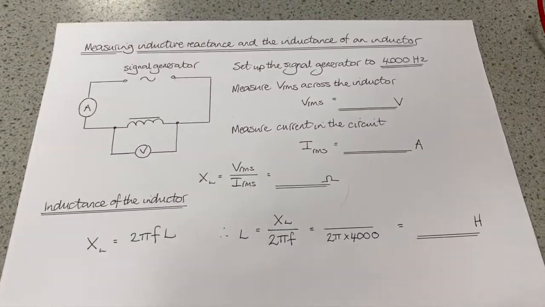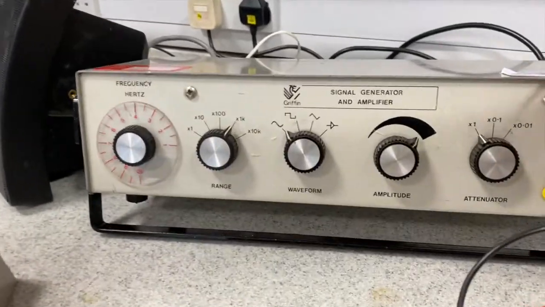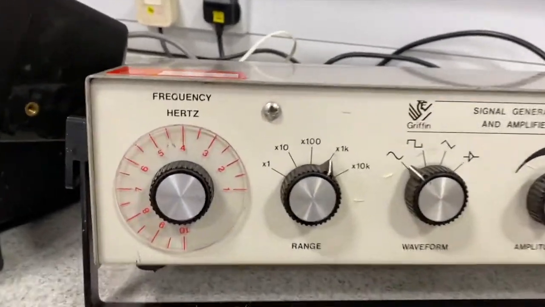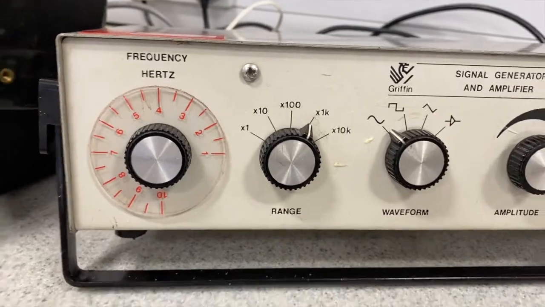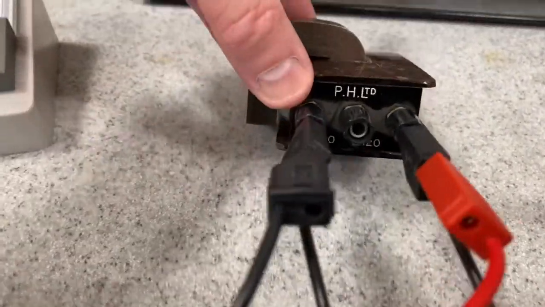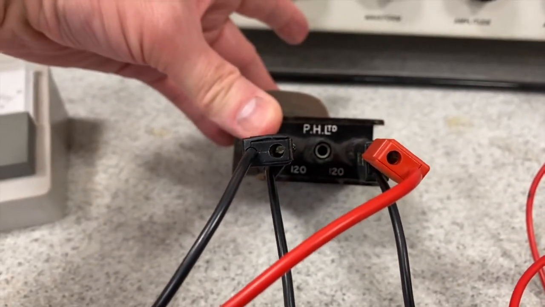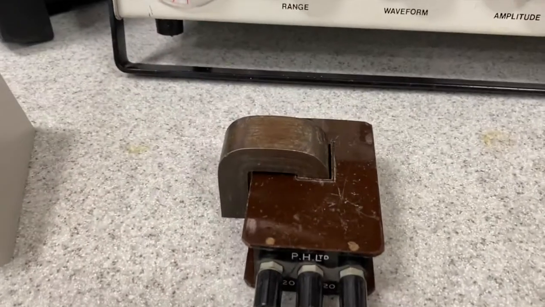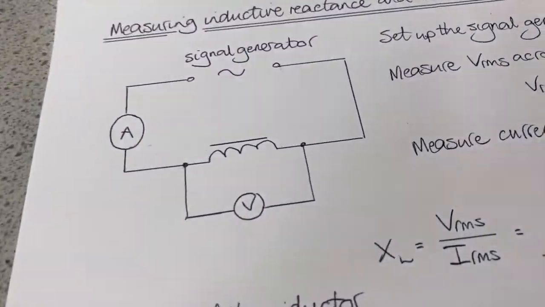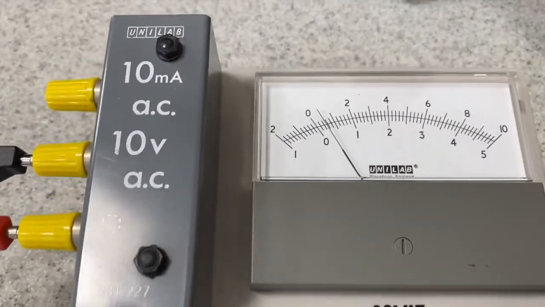So, signal generator at 4000 Hertz. There it is, it's set at 4000 Hertz. I have got my little coil here. Remember, it's a little 120, 240 turns on it. Just found it in the store, got a wee iron core in it, so I've put that on the symbol. And we're going to measure the RMS voltage.